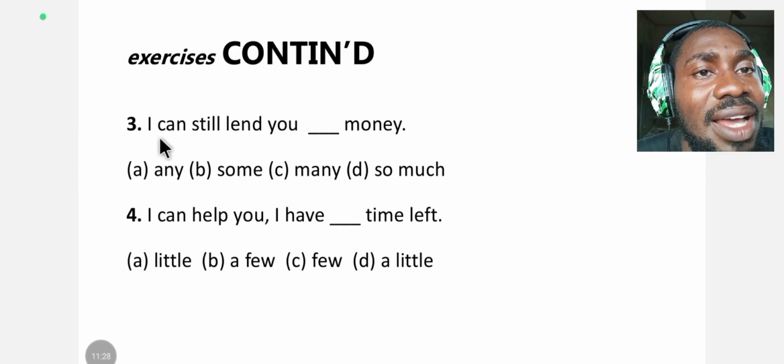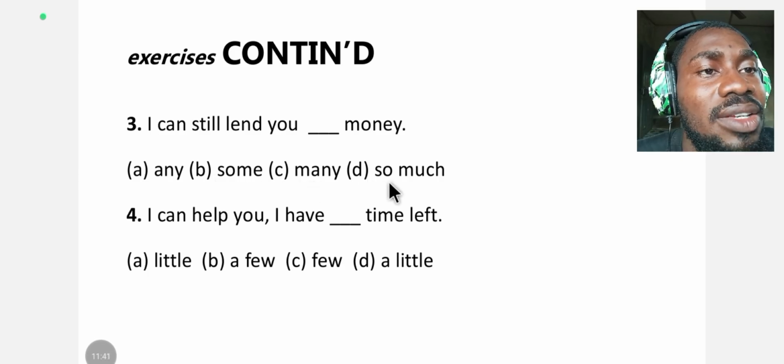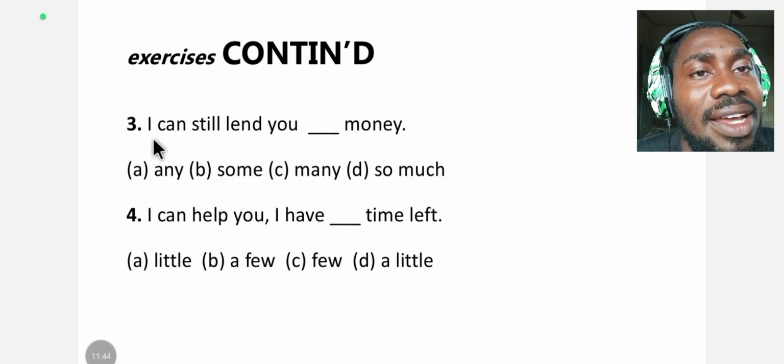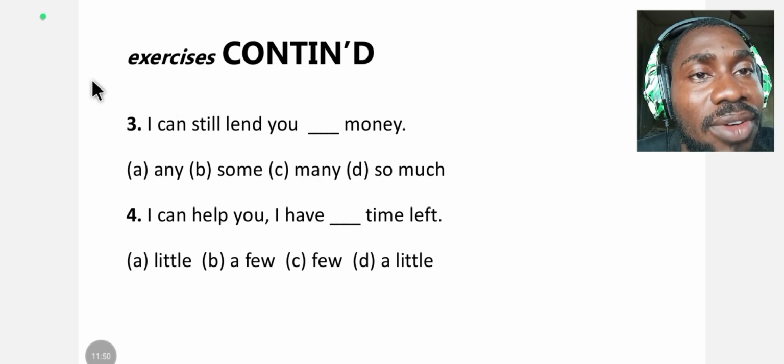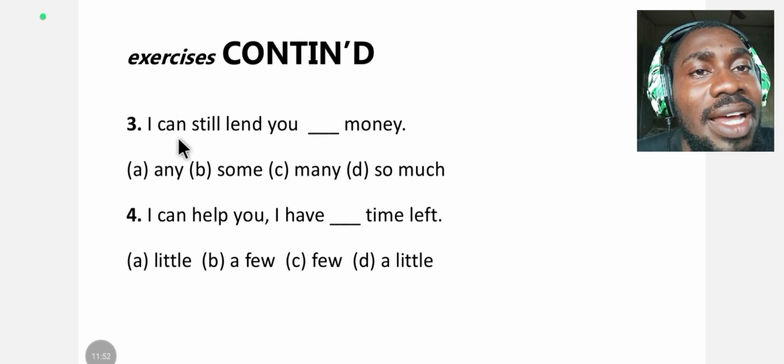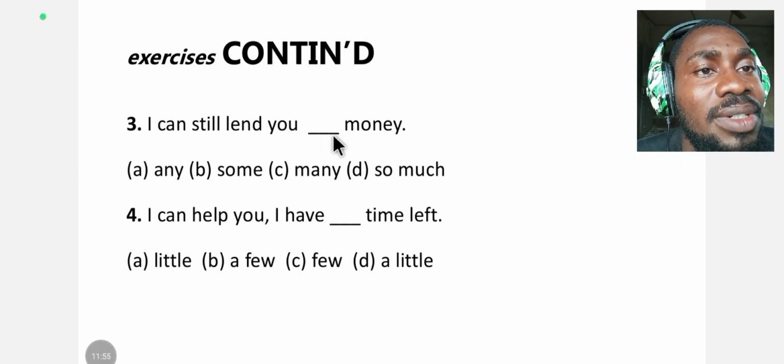Number 3, I can still lend you dash money. A, any. B, some. C, many. D, so much. What's your answer? You answered right. The correct option is B, some. I can still lend you some money.